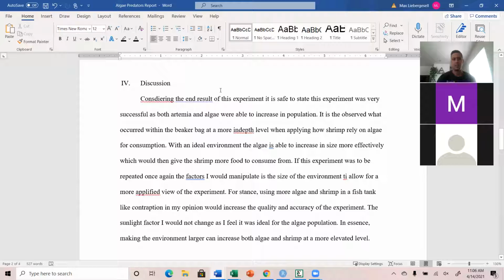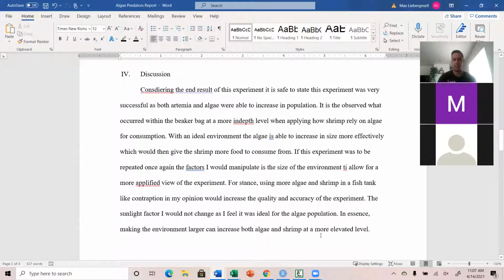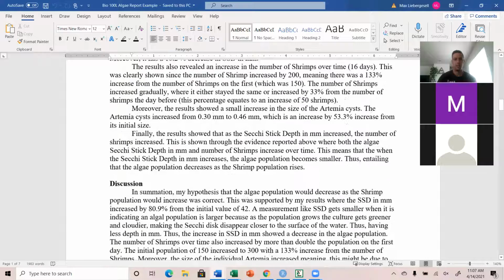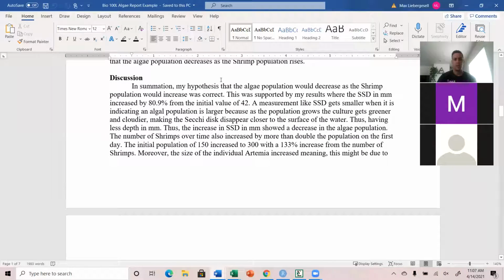So this one is saying that the end result was successful because both the algae and the Artemia were able to grow. However, in their hypothesis, they stated that the algae should decrease. So they're contradicting themselves in this discussion here. Now, when we compare this to the discussion of this paper, in summation, my hypothesis that the algae population would decrease as the shrimp population would increase was correct. Boom, it's all there, it's done.